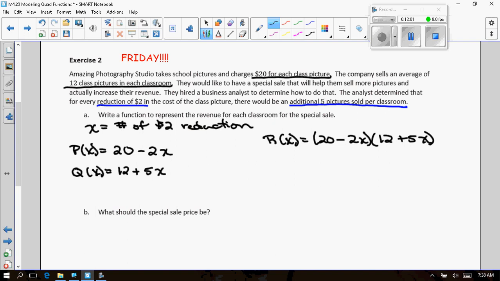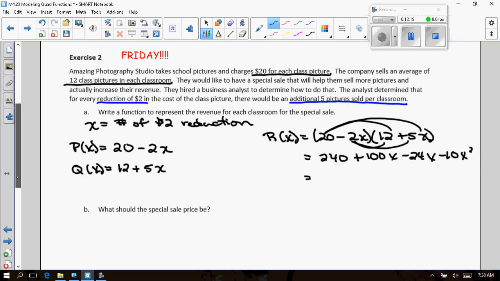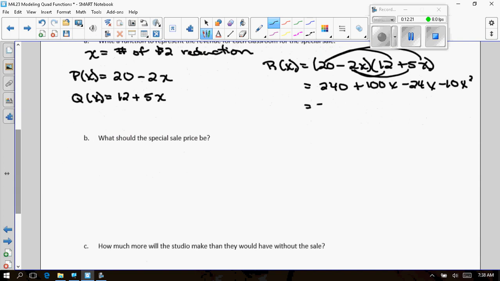All right, so let's FOIL that out. So I now have 240 plus 100x minus 24x minus 10x squared. All right, let's set this up into standard form. So negative 10x squared plus 76x plus 240.